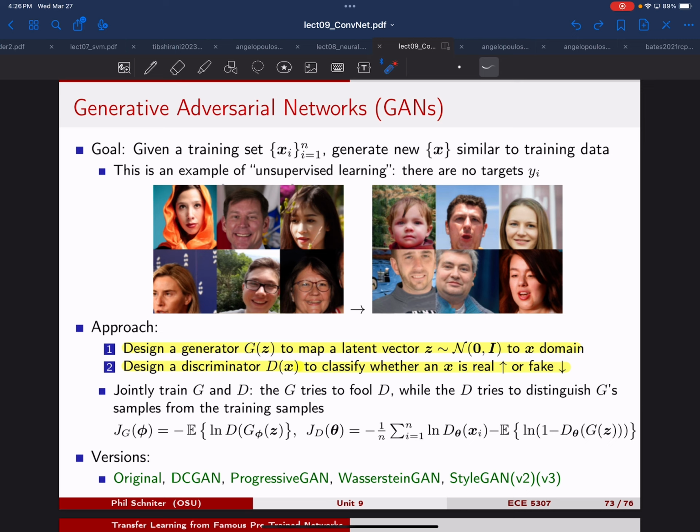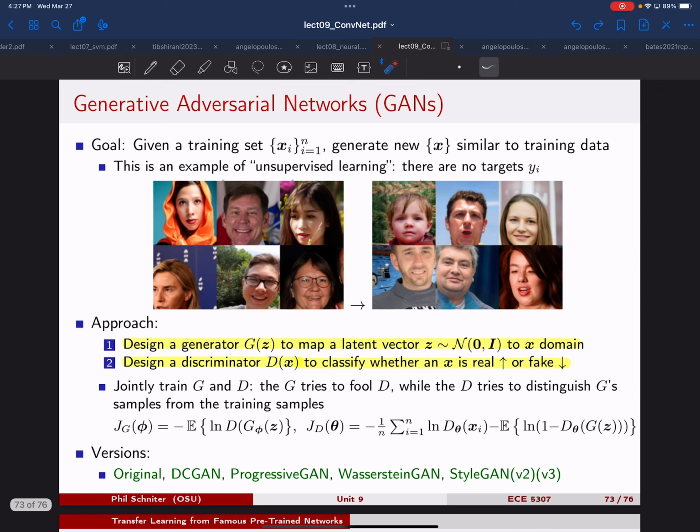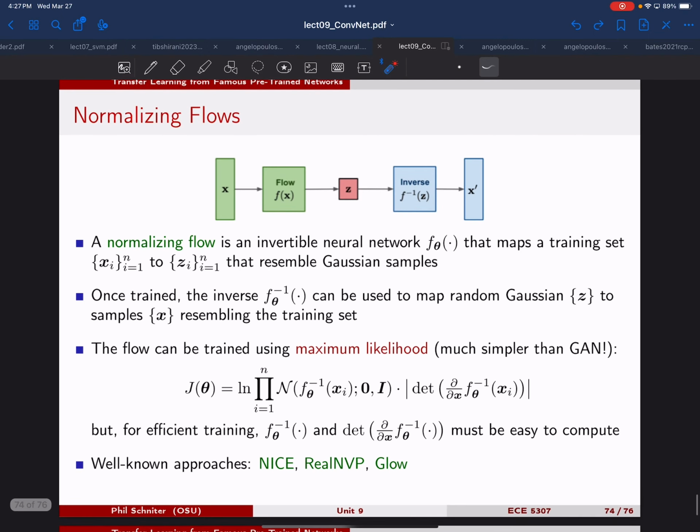These were first proposed around 2015 or so. And they basically over the years got better and better and better. All right. Any questions on GANs? Okay. All right. Normalizing flows are a little bit more modern.